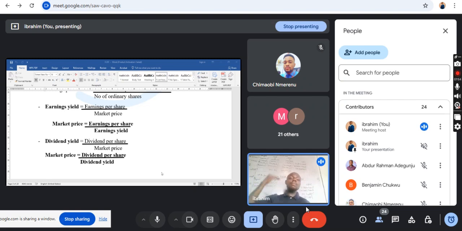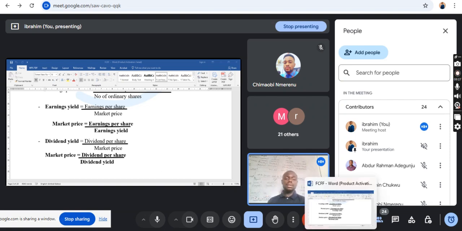These are called investment ratios, under the financial ratio analysis, right? So the market price equals the dividend per share divided by the dividend yield. So you still make the market price the subject. The main objective of all this is to determine the market price, the current value, the value of the business. When you get the market price, you multiply it by the number of shares that they have. You have the value of the business using the income-based approach.